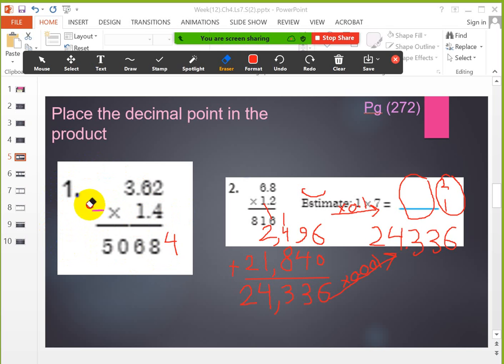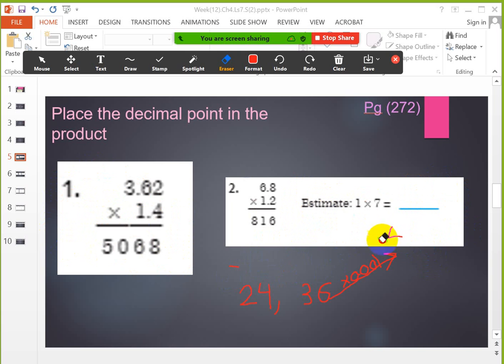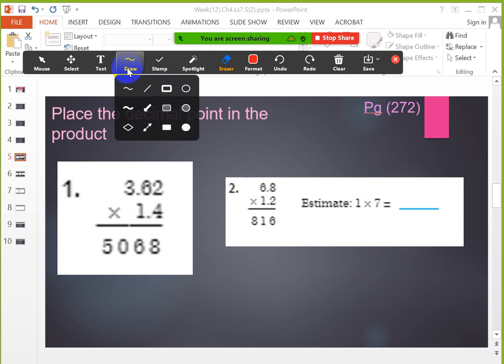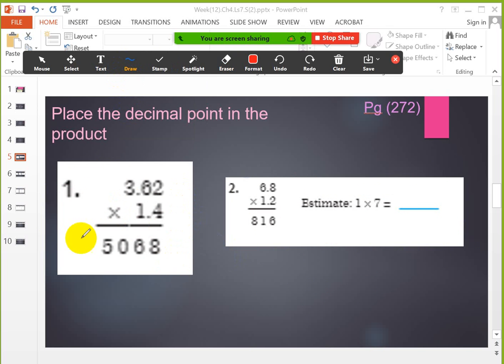So in this question, he asked me to place the decimal point in the product. So let's place the decimal point in the first example. The answer is already written. The product is already written. So I want to know where I have to put the decimal point. Who will help me?